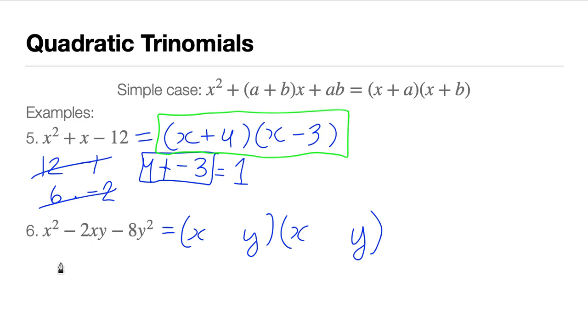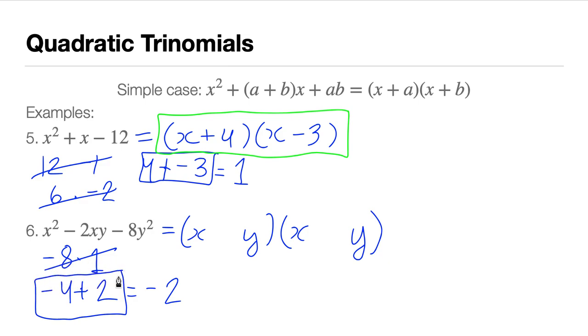So what are the factors of 8? So let's start with negative 8 times 1. Will it give us negative 2? Nada. Okay, what are the others? Let's try negative 4 times 2. Negative 4 times 2 will give us negative 8. Negative 4 plus 2 will give us negative 2, indeed. And yeah, these are the numbers that we're looking for. Negative 4 and positive 2.